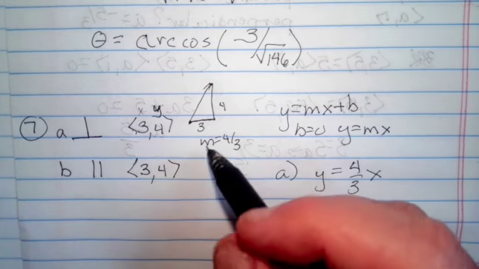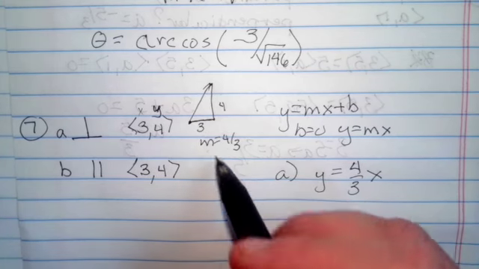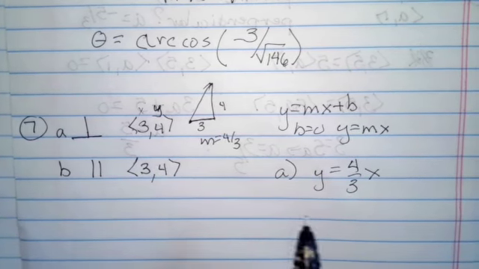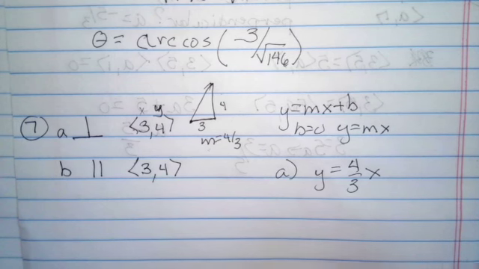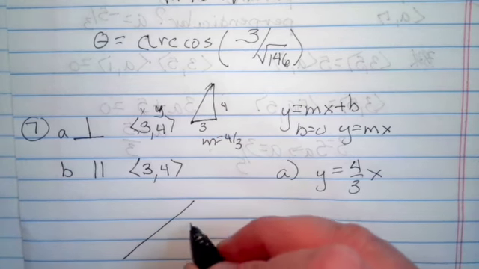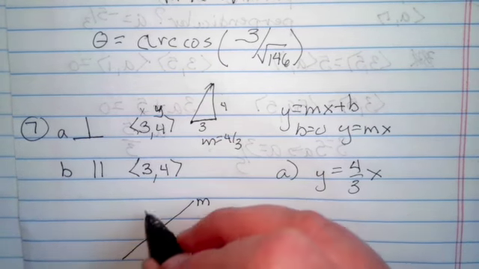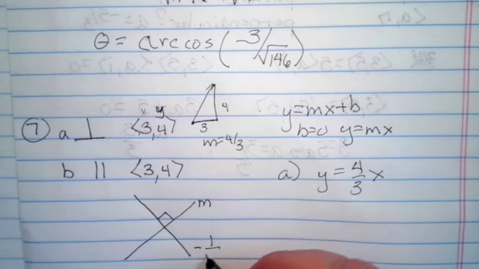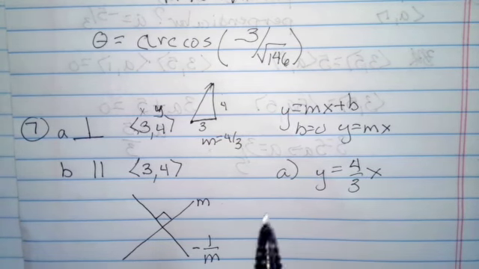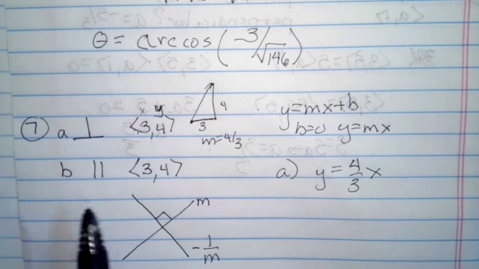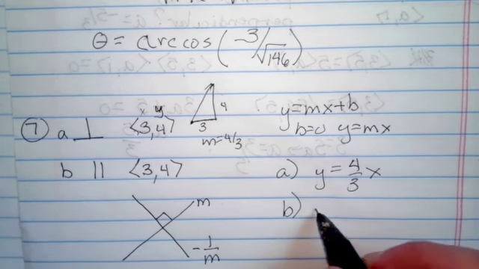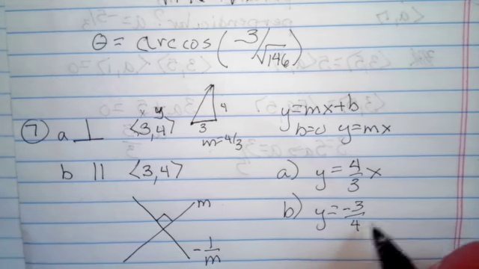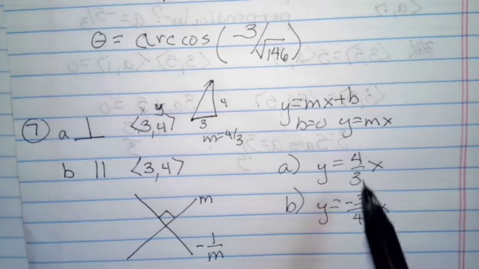Now for part B, we want a line that is perpendicular to this line. So you might remember that there's a relationship between the slopes of perpendicular lines. Their slopes are negative reciprocals. So if this line has slope m, then any line that is perpendicular to it will have a slope of negative 1 over m. You take the reciprocal and you change the sign. So instead of having a slope of 4/3, this new line in part B will have a slope of negative 3/4. We just took the reciprocal of the slope we had up here and changed the sign.